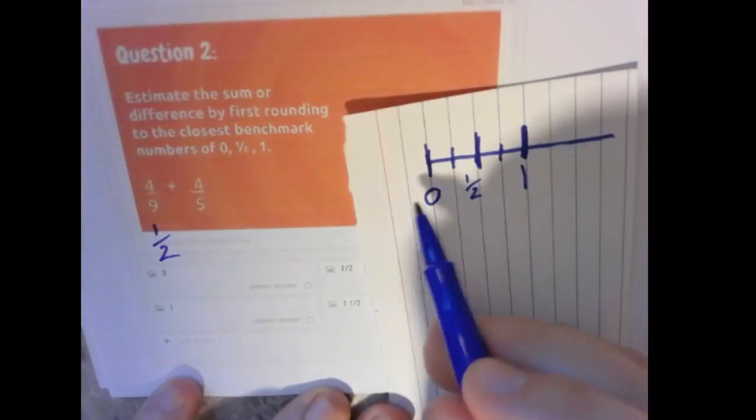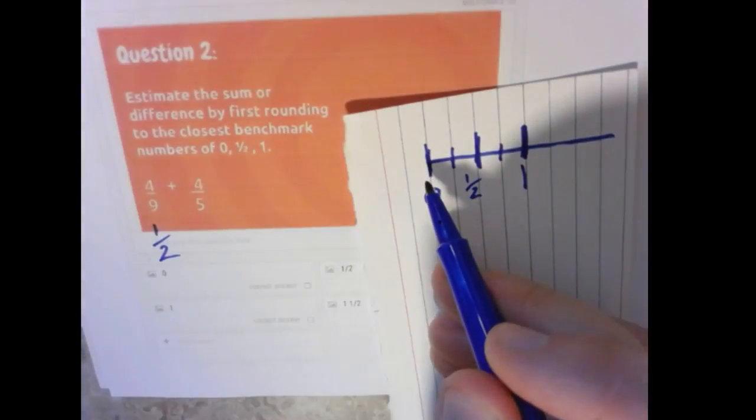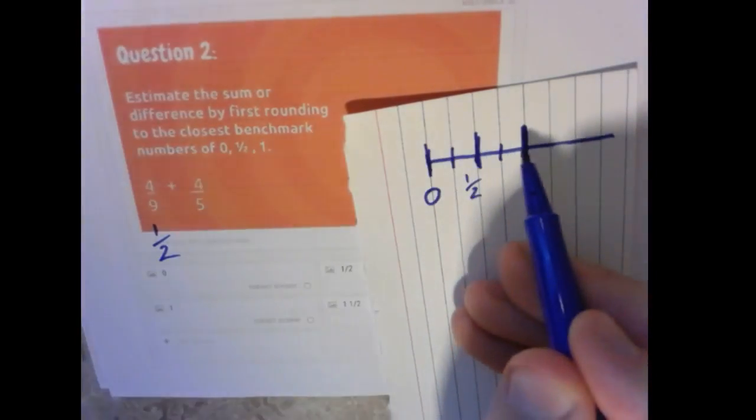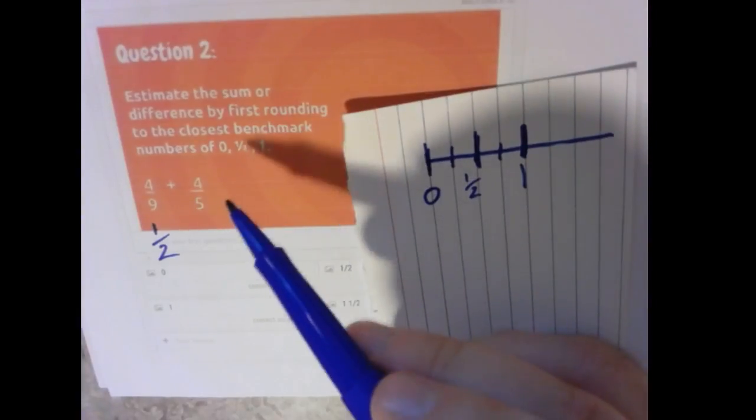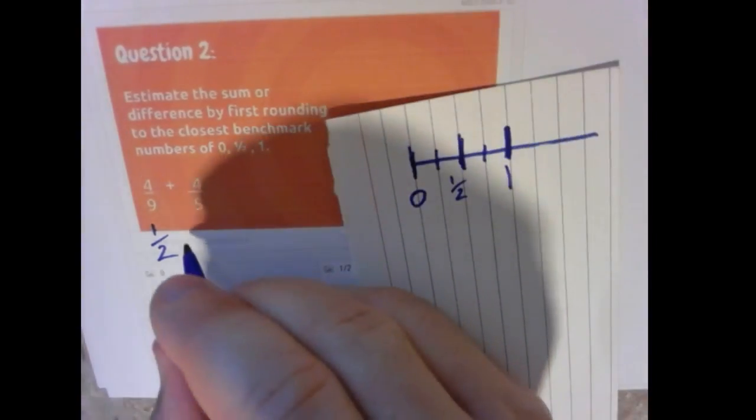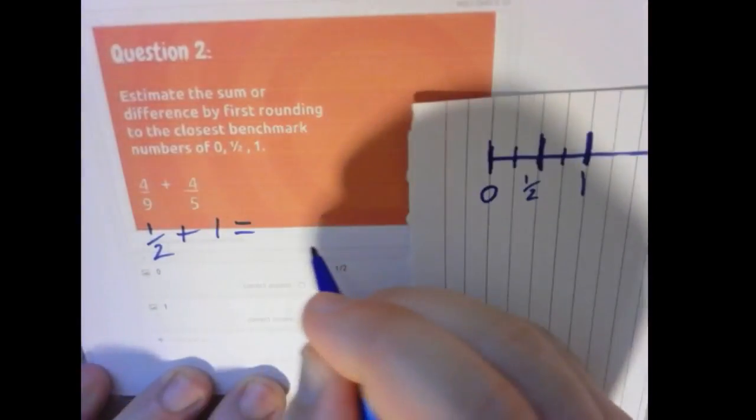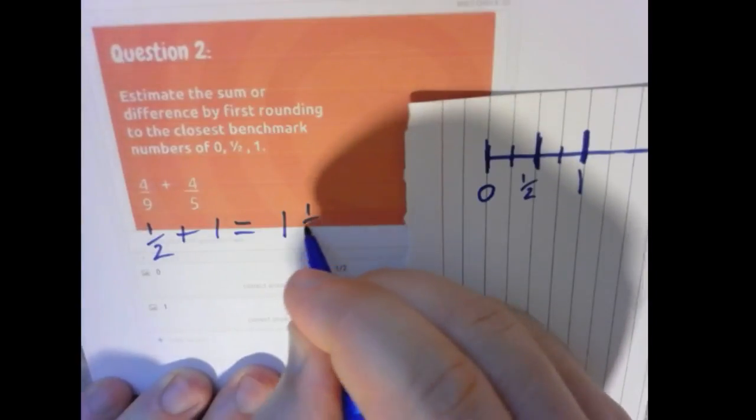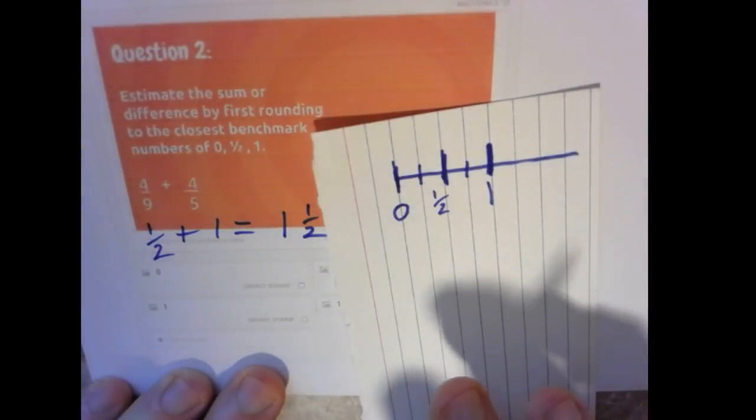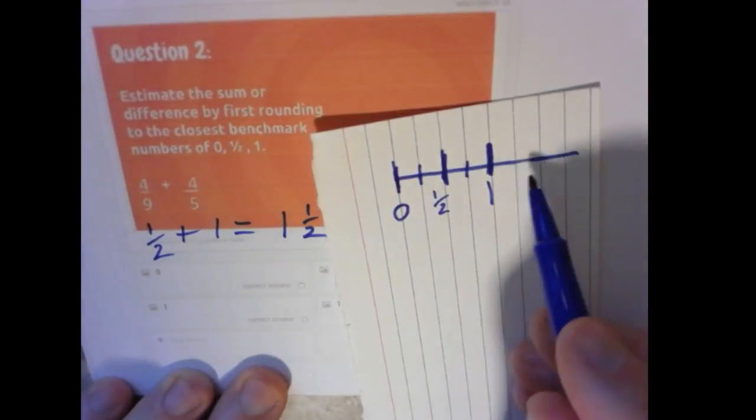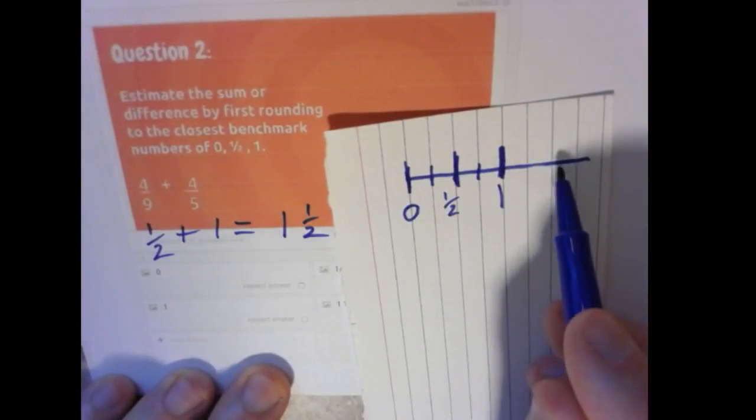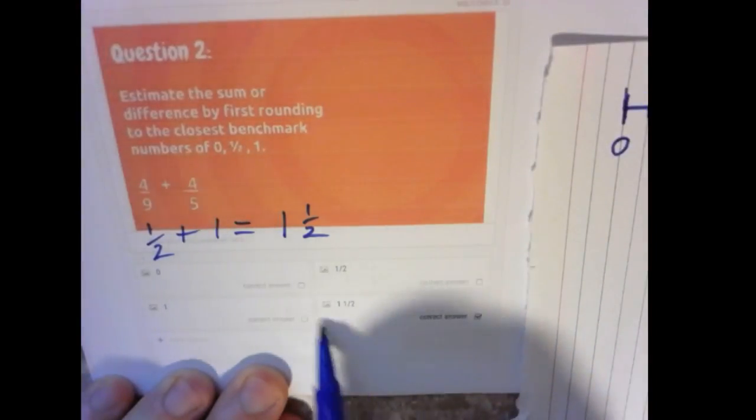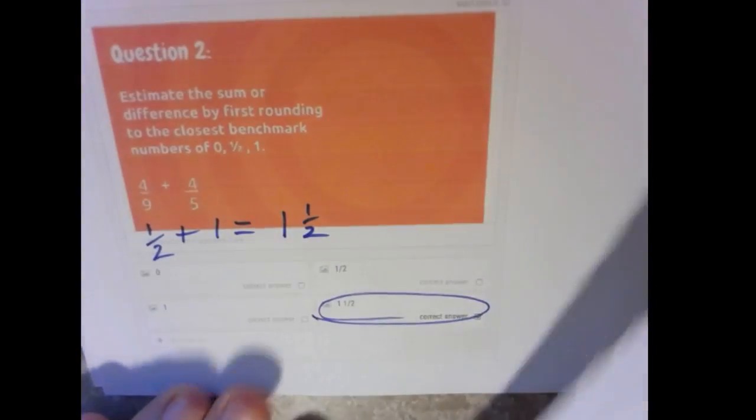What about 4/5? If it took 5 steps to get to your destination of 1, and you had taken 4 steps, I'd say you were almost to your destination of 1. So that would really be 1.5. Actually be somewhere over here. 1.5 would be over here. So 1.5 is the correct estimate for that example.